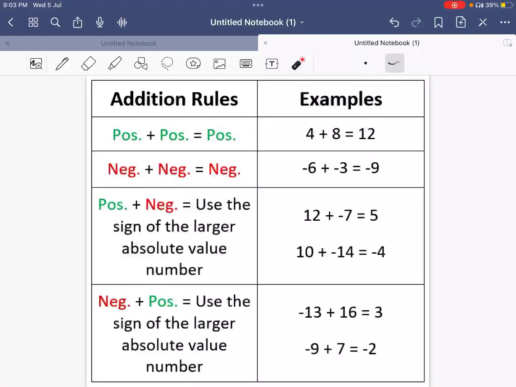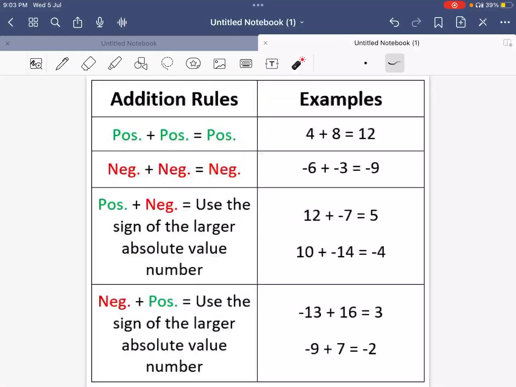Just keep in mind, if all the numbers are positive, so first also positive, second also positive, then your answer is always positive. We have to keep in mind all the terms are positive, then the answer is positive. Similarly, if all the terms are negative, then your answer is also negative. Okay? P plus P is equal to P, N plus N is equal to N.